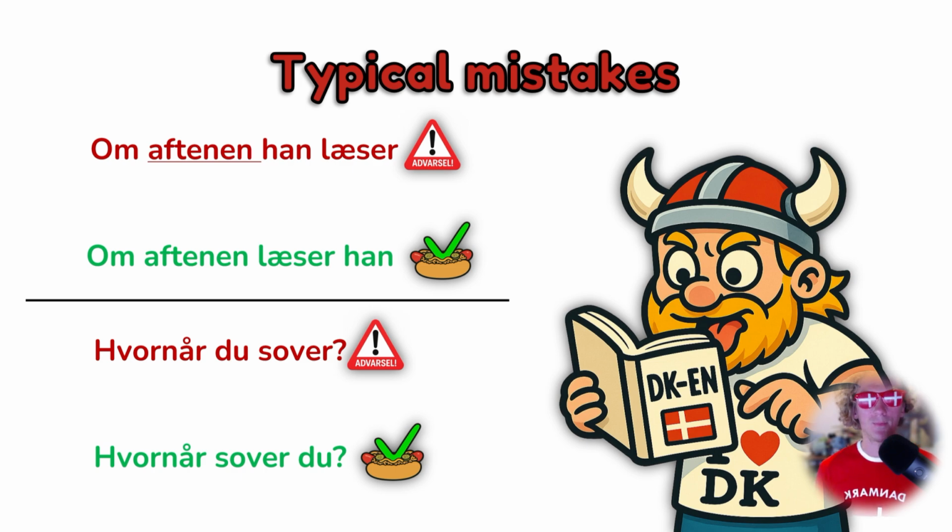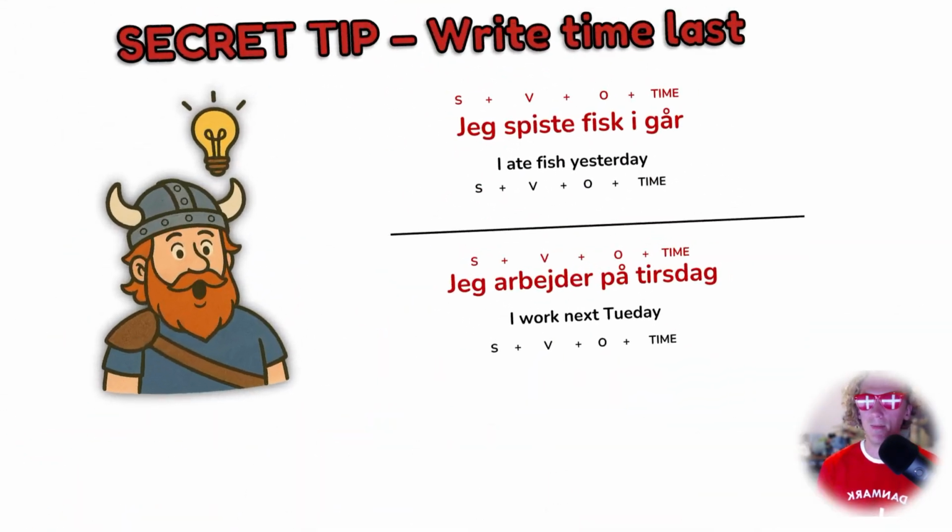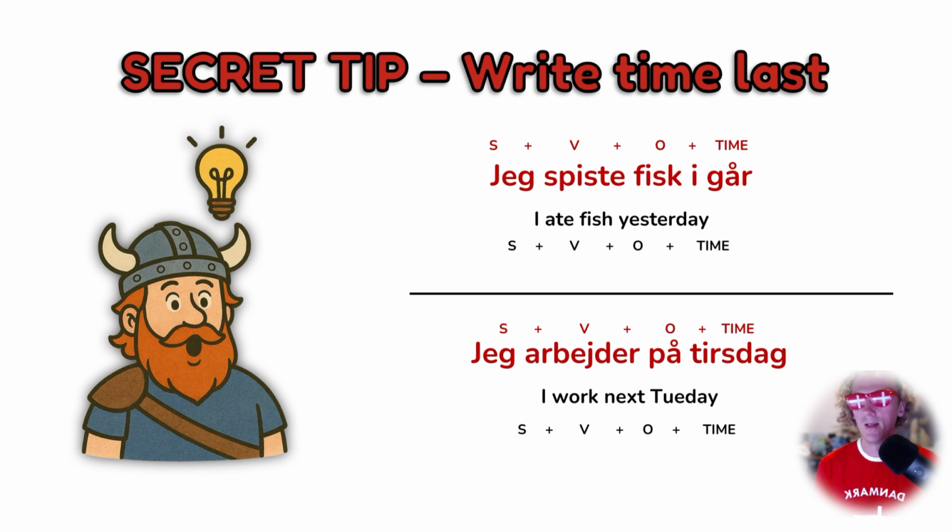Now, what about the tip? If you're thinking, oh God, this is too much, I will just forget all the time to do the inversion, and it's so dissimilar to English and so on. Good thing is that we can just construct the same sentence with exactly the same meaning. We can do that by adding the time aspect at the end of the sentence instead of in the beginning. Example here. Jeg spiste fisk i går. I ate fish yesterday. So subject, verb, object plus time, exactly like in English.